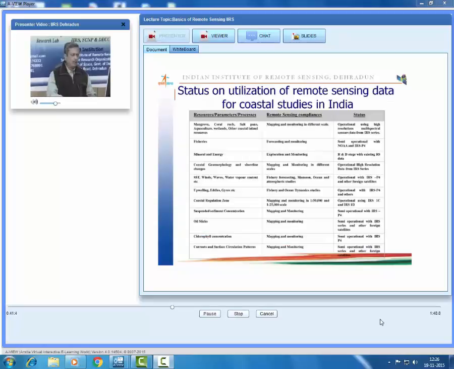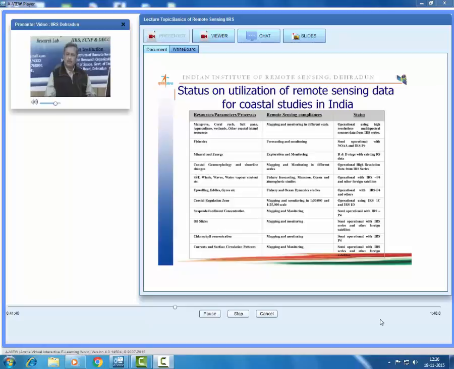Maybe this slide is not very clear, but when you get the slide, you can take a printout. This slide is talking about the status of the utilization of remote sensing in coastal studies of India. Three columns represent all the parameters, the role of remote sensing and the present status. You can see mangrove, coral reef, salt pans, aquaculture, wetland, other coastal landforms. Remote sensing is quite good enough for mapping and monitoring at different scales, and it is operational, because it has been proved that you can do it at different scales depending on the spatial resolution of the satellite or sensor.